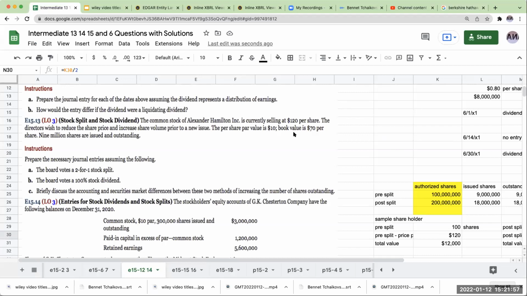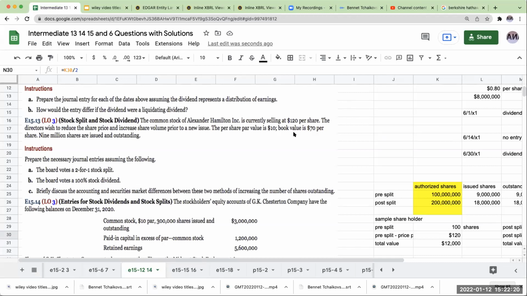So the directors wish to reduce the share price and increase share volume prior to a new issue. The par value per share is 10, book value is 70, and 9 million shares are outstanding. When it comes to the stock split, we don't really care about the book value per share. That doesn't come into play on this one.